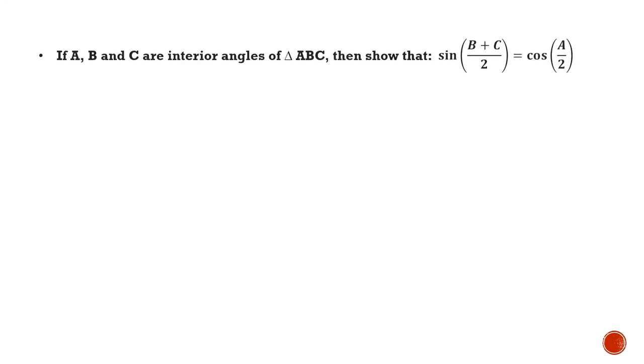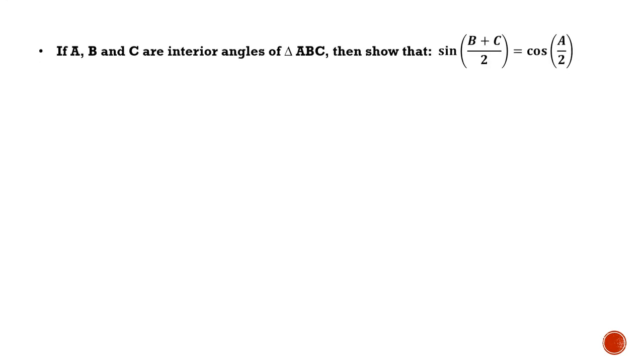Let's see the next question. Okay, now this is important. If angle A, B and C are the interior angles of triangle ABC, they are the interior angles. We have to show that sine of B plus C whole divided by 2 is equal to cos of A divided by 2. Okay, now let's think that what we can do here.